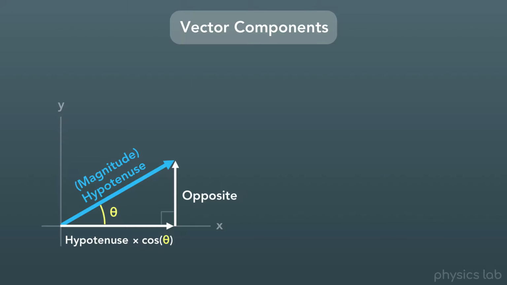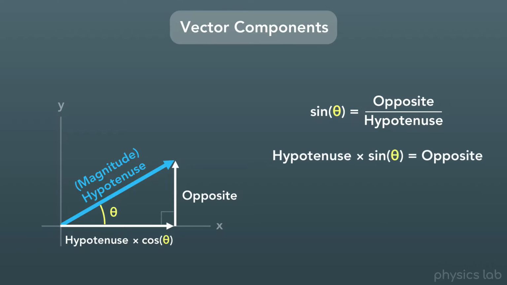Now let's find the opposite side. For that, we're going to need the sine function, which includes the opposite side. Just like before, we can rearrange this equation by multiplying both sides by the hypotenuse, and now we get this. The hypotenuse times the sine of theta equals the opposite side. So we'll replace the opposite side with that.